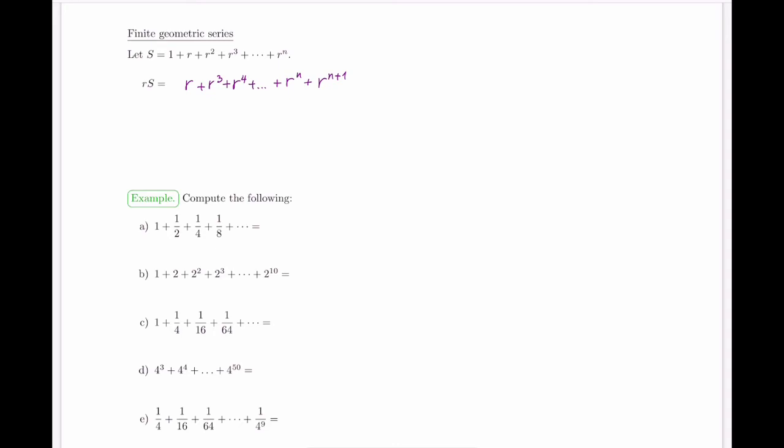What I'm going to do next is subtract these two equations from each other. On the left-hand side, I have S minus rS. And what do I have on the right-hand side? This entire expression minus this entire expression. But of course, a lot of my terms are similar. So r minus r will cancel. r squared minus r squared will cancel out. r cubed minus r cubed will cancel out. All of these will cancel out, but there's no match for the last and the first.